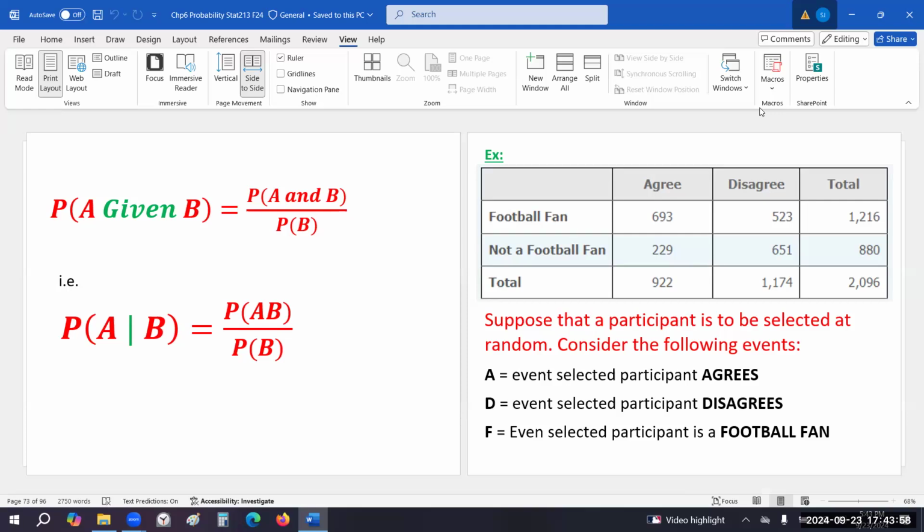For example, we have a chart with football fan, not football fan, and agree and disagree. So there are two variables you're working with together. One is something they're agreeing or disagreeing with, and the other is whether they are a football fan or not. When you add all the people, it adds up to 2096 people. Now let's say A is the event that the selected participant agrees with something, D is that he disagrees with something, and F means he's a football fan. So these are the three symbols.